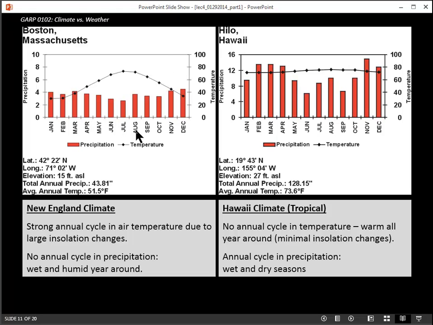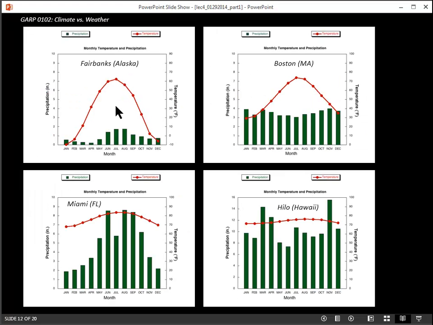So again, New England, Massachusetts, strong annual cycle in air temperature, warm summers, cold winters, but no dry season. Here's a few more climographs, right? Here's Hawaii again, we looked at that. Here's Boston, so we know that.